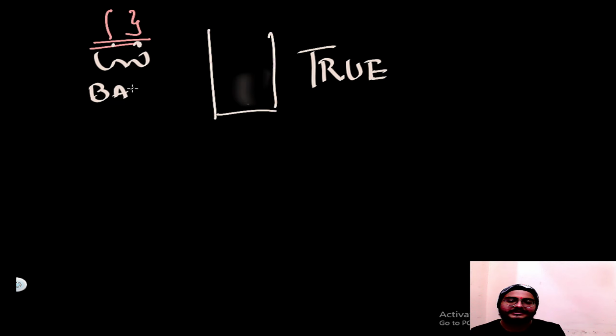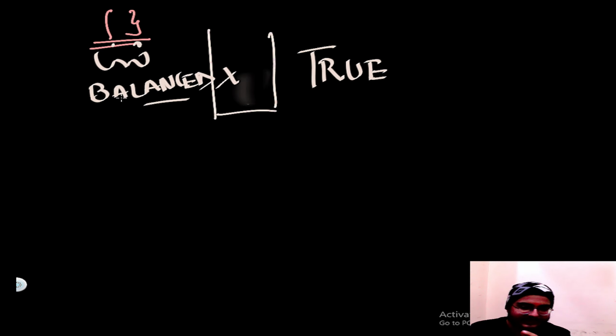So the answer would become true. The answer would be coming as true. But no, the answer should be false, because this is not a good parenthesis or balanced parenthesis condition. This is not balanced. So we have made a small mistake over there. Let's analyze that and correct our code.